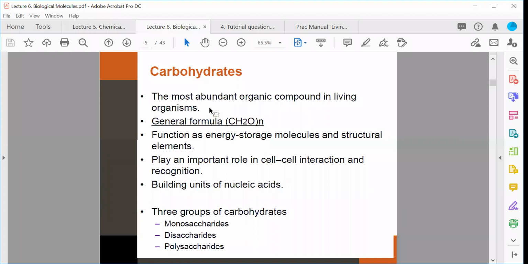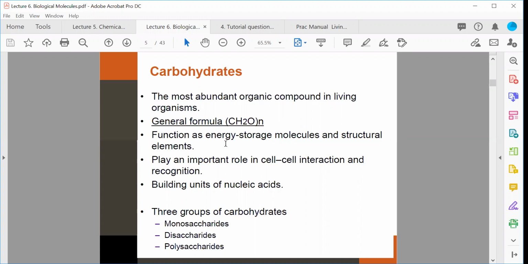Okay, so carbohydrates are the most abundant organic compound in living organisms. Here is the general formula for a carbohydrate. So for every 1 carbon and 1 oxygen, there are twice as many hydrogens. And this little n here to the outside of the brackets simply means any number of these molecules can be joined together, bonded together to form various types of carbohydrates.